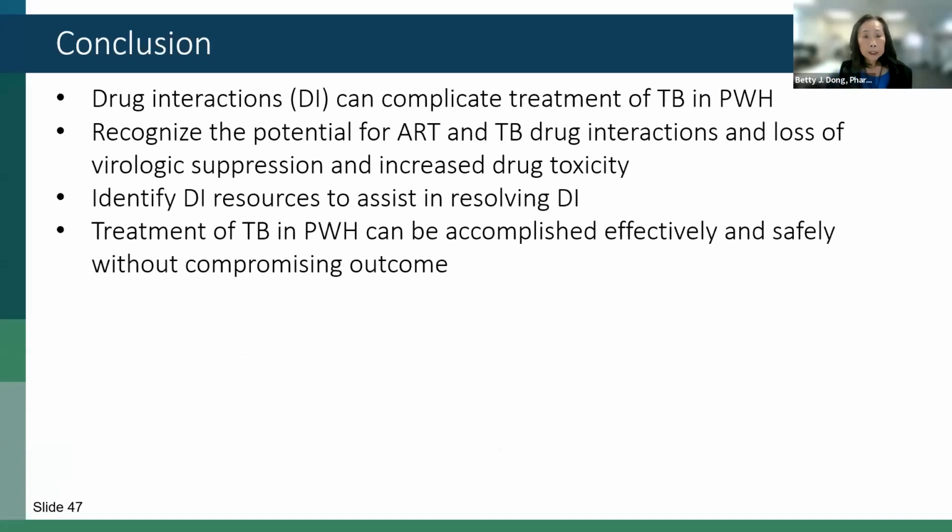So in conclusion, drug interactions can complicate treatment of TB, both latent and active, in people with HIV infection. At this point, we just need to recognize that there's a high potential for antiretroviral and TB drug interactions, loss of virologic suppression, and the risk of toxicity. And really go to our drug interaction resources to assist in resolving drug interactions, because none of us can actually remember or know the outcome because they are very complicated, and we want to be able to confirm clinical outcomes with PK data. We're not often able to do that, but I would say that treatment of latent and active TB in people with HIV can be accomplished effectively and safely without compromising outcome.